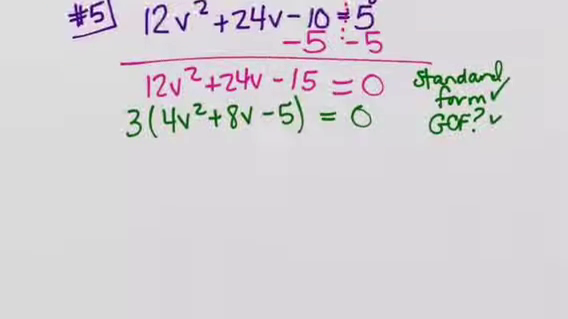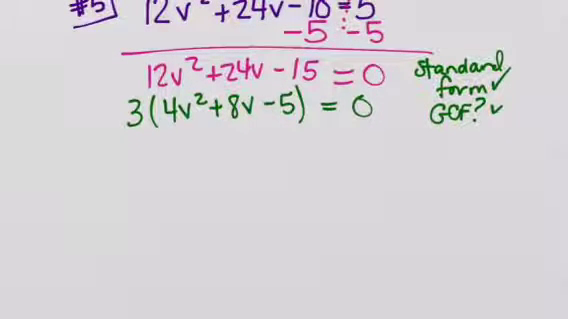Let me get some more room here. I'm going to bring this over here for a second and factor it. When I look at this, AC is 4 times negative 5, so negative 20. I need factors of negative 20 that add up to be 8. And again, if you're not good with your multiplication tables, you might just need to go through them all.